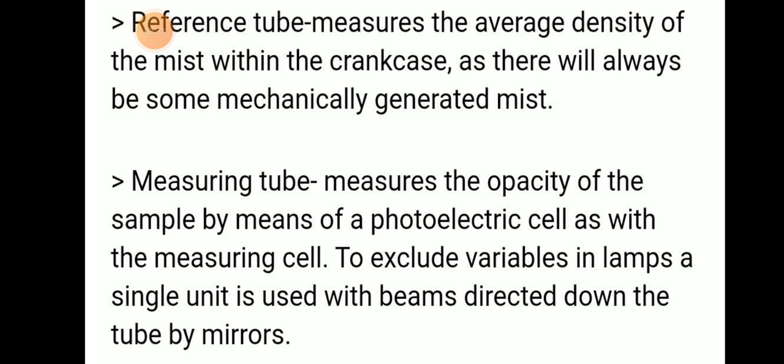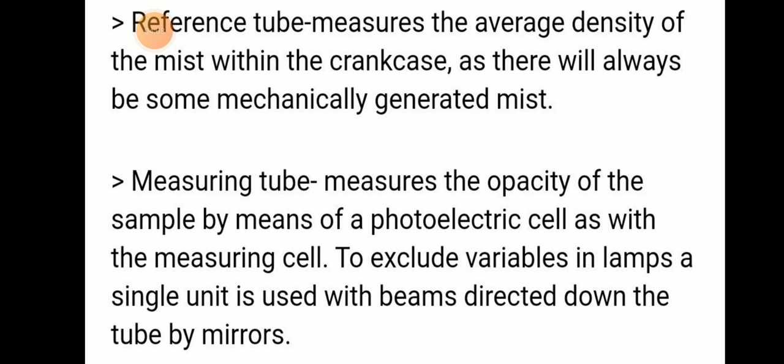The reference tube will measure the average density of mist within the crankcase, as there will always be some mechanically generated mist. The measuring tube will measure the opacity of the sample by means of a photoelectric cell used with a measuring cell. To exclude the variables in lamps, a single unit is used with beams directed around the tube by mirrors.